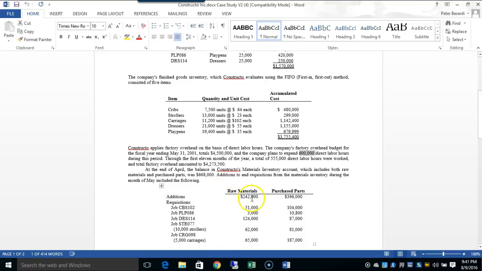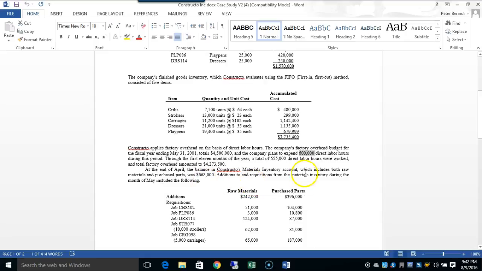The problem says raw materials and purchase parts are requisitioned for WIP. So you're going to have to use some of these numbers. Keep in mind, requisition means coming out of materials inventory, direct materials inventory, debit to WIP. That's what requisition means. Additions strictly means additions to raw material inventory.